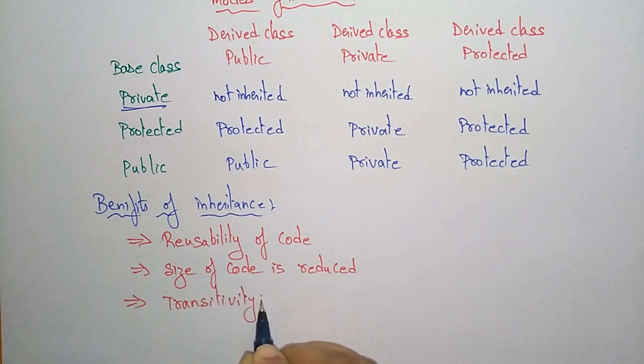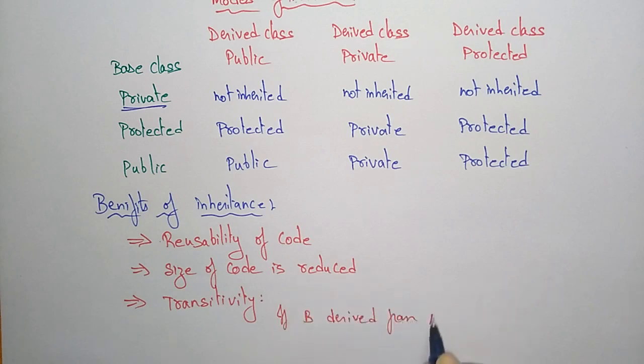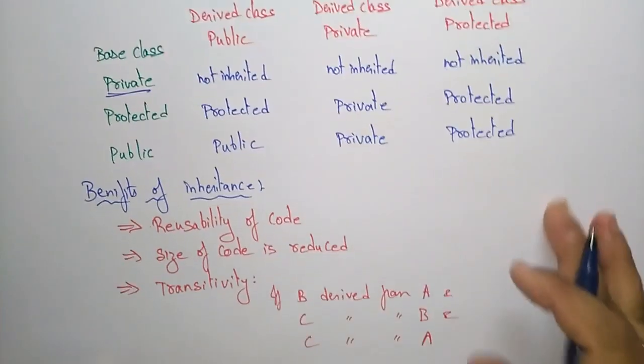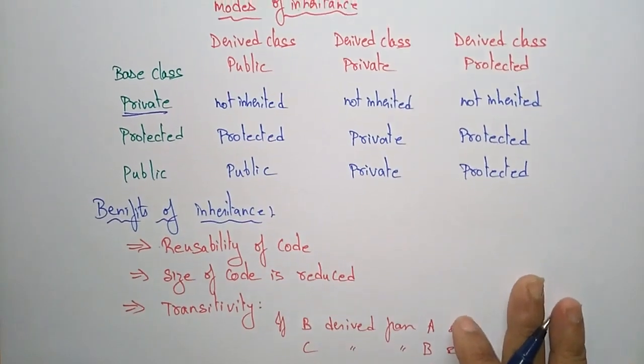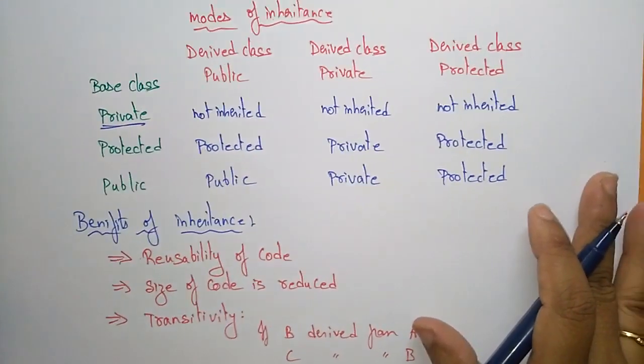Transitive property: if B is derived from A and C is derived from B, then C is also derived from A. It means it is following the transitive property. So these are the benefits of inheritance.